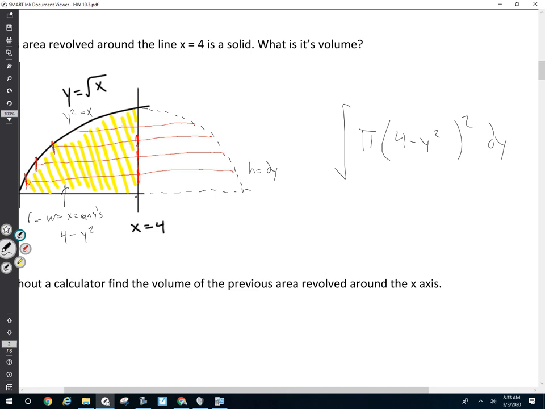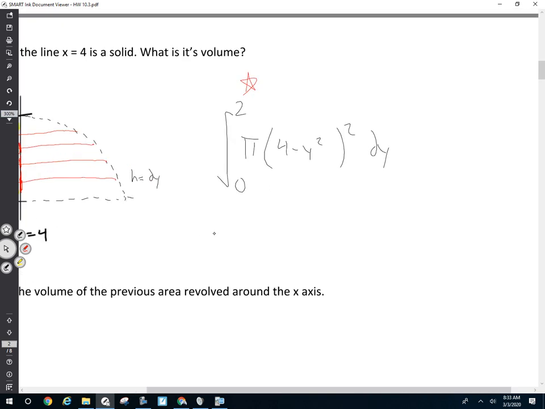I'm summing this from 0 to when x is 4. This y is 2. We've got to figure out a bottom to a top. So it's not going to be 0 to 4, it's 0 to 2. Make note of this. This is where students struggle. They like to put all the numbers that they see in the integral, but the 4 is actually a right minus a left.